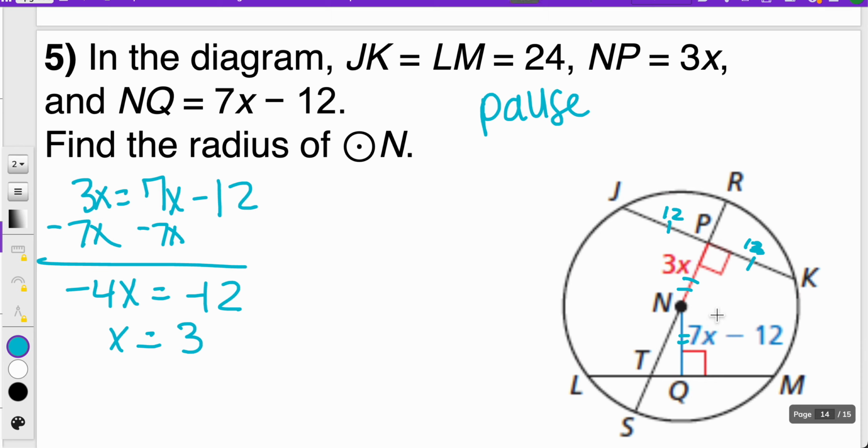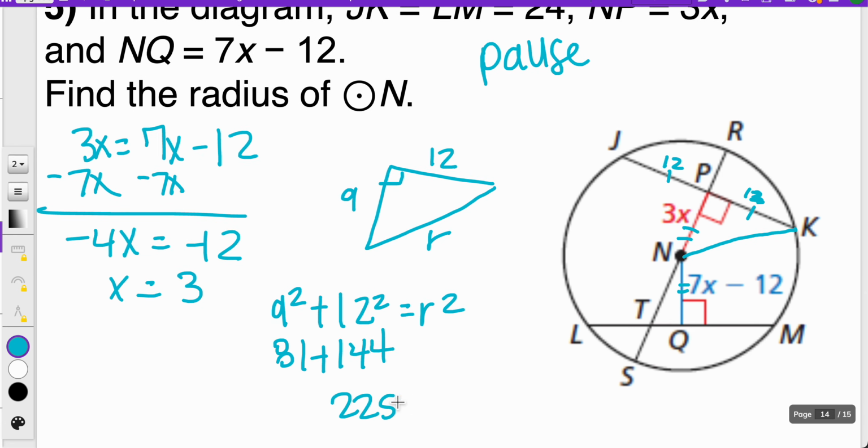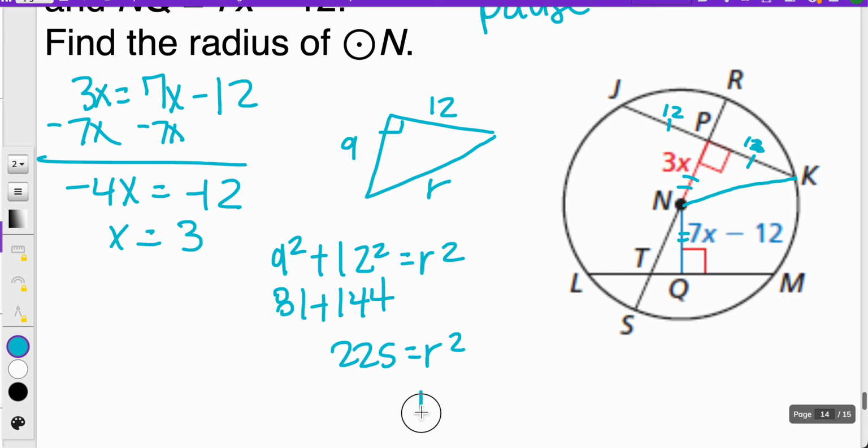So now what I want to do is find the radius of circle N, and one way to do that is to connect N to K. So now I create this right angle. 3x is just 3 times 3, which is 9. I have a 12, and then I don't know my radius, which is r. So 9 squared plus 12 squared equals r squared, or 81 plus 144, which is 225 equals r squared. So r has to be 15.